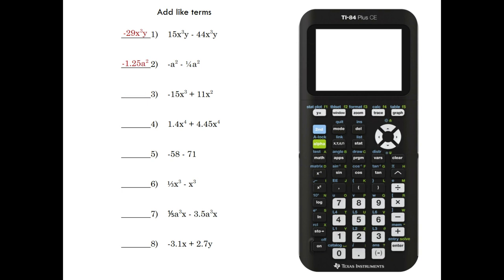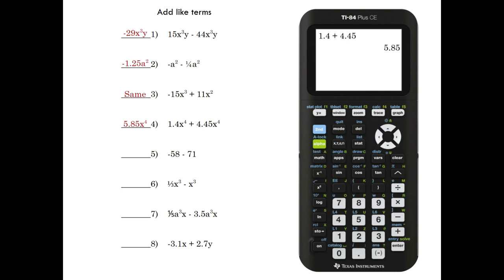Number 3 is negative 15x squared plus 11x. They have the same variable with different exponents, so therefore they are not like terms. Therefore, you just write the same. That means that it stays the same. Number 4 is 1.4x to the fourth plus 4.45x to the fourth. They have the same variables with the same exponents, therefore you add them together. So it's 1.4 plus 4.45. The answer is 5.85. That's not the whole answer. The answer is 5.85x to the fourth.